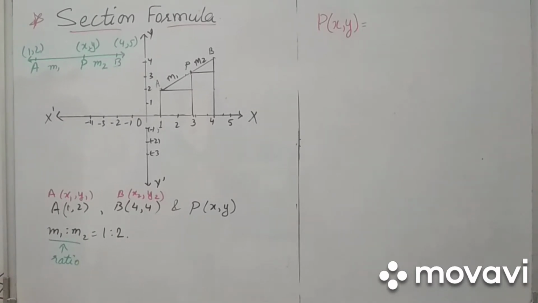Today we are going to study section formula. You can see on the board a graphical presentation. You can see points A, B, M1, M2. All these are the components of our section formula.